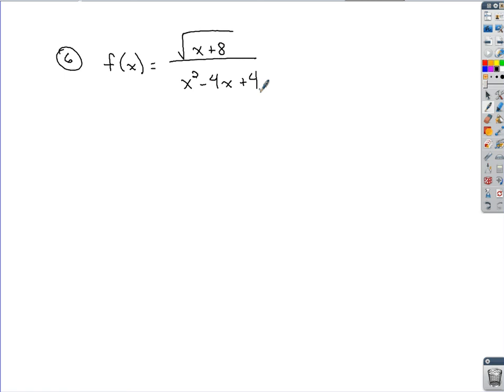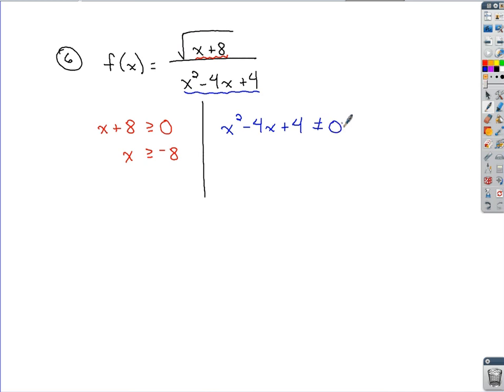Since we have a root, we'll follow our rule for how to handle even roots. Take that expression of x plus 8 out, set it greater than or equal to 0, and solve. In this case, x is greater than or equal to negative 8. Now, take your denominator, use the rule for how we normally handle denominators. We take that expression, we set that not equal to 0, and we solve.